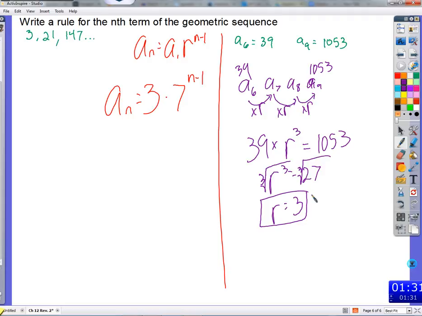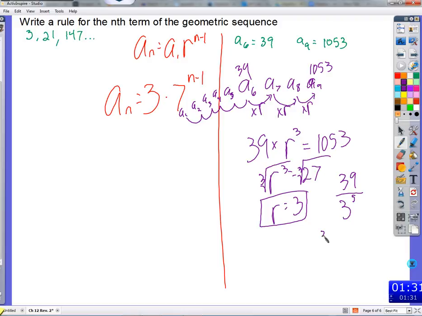Now what, we need A sub 1. Can we find A sub 1 now that we know that R is 3? How can we do that? Just divide by 3. How many times? 6? 6 times? 5 times. Let's just count. We go A sub 5, A sub 4, A sub 3, A sub 2, A sub 1. We're going to go back 1, 2, 3, 4, 5 times. So we'll take 39 and divide it by 3, 5 times. Just like when we multiply by 3 five times, we multiply by 3 to the fifth, we divide by 3 five times, we'll divide by 3 to the fifth.